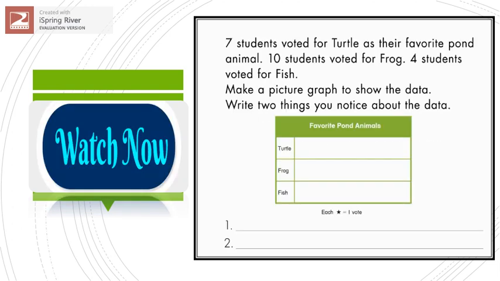This problem is key because students are asked to make a picture graph to display the given data and to write things they notice about the data. This requires students to compare data and draw conclusions.